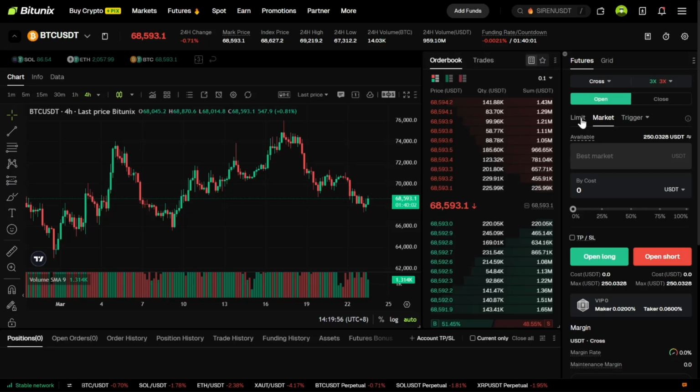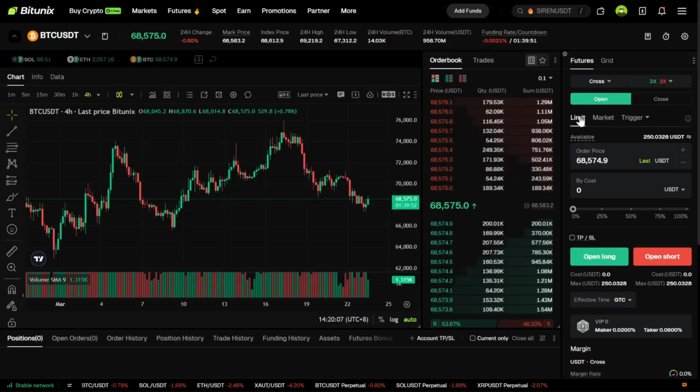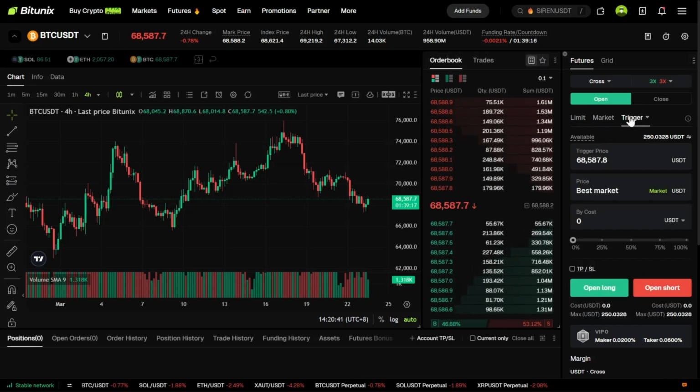And we can see there is limit, market, and trigger. A market order buys or sells instantly at the current market price, whereas a limit order lets you choose the exact price you want to buy or sell at. A limit order is placed in the order book where the trade will only execute if the market reaches that price. We also have trigger.